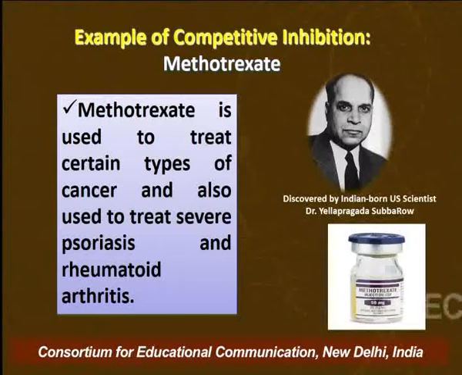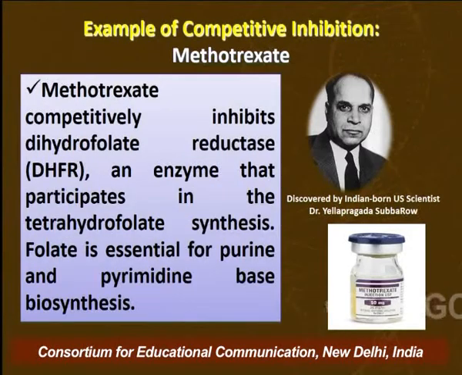His name was Dr. Subba Rao, who discovered this methotrexate. And what he did is he used this particular concept of competitive inhibition in discovering this particular drug. Now what he found is that methotrexate competitively inhibits an enzyme called dihydrofolate reductase. So DHFR is a very important enzyme which participates in the synthesis of tetrahydrofolate within the body.